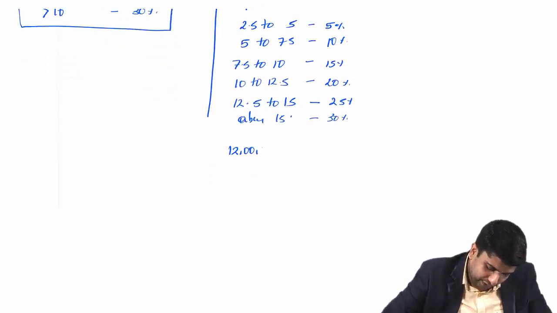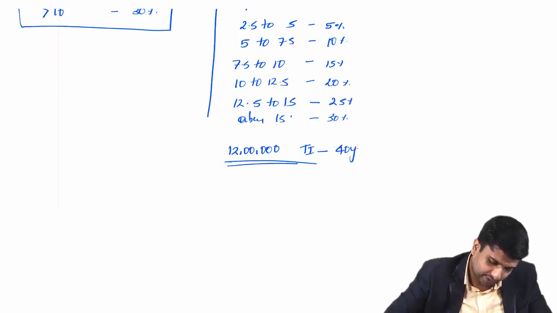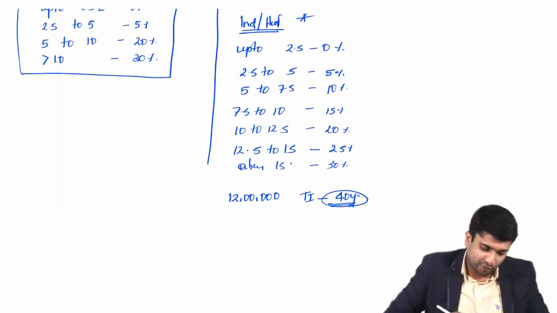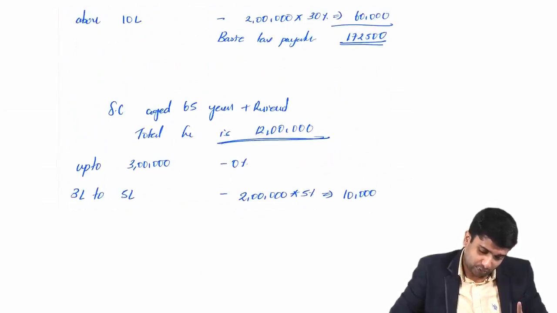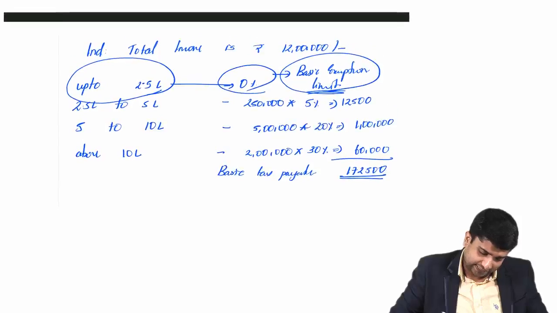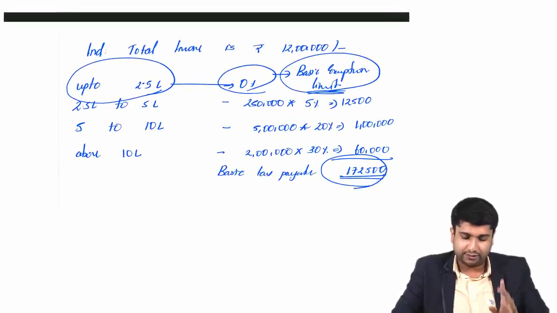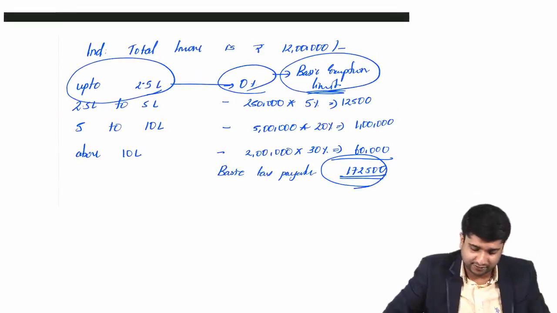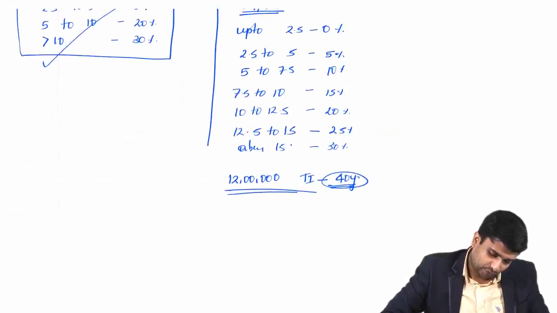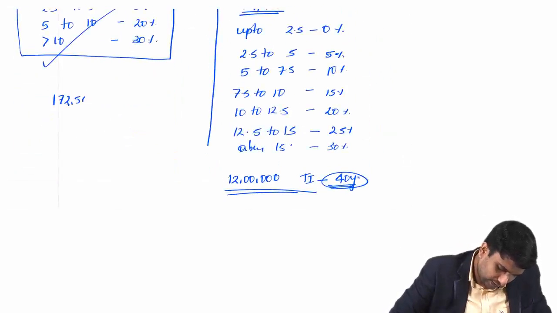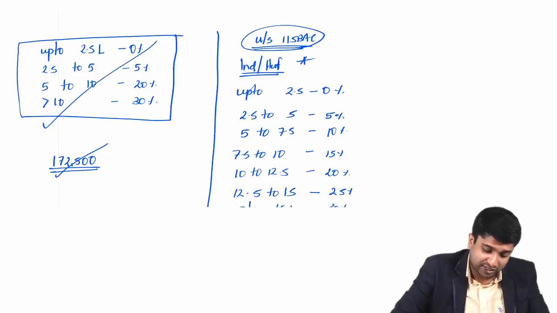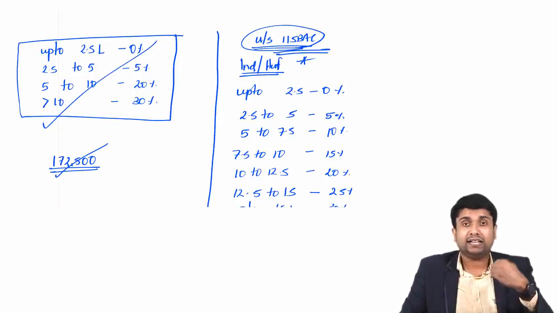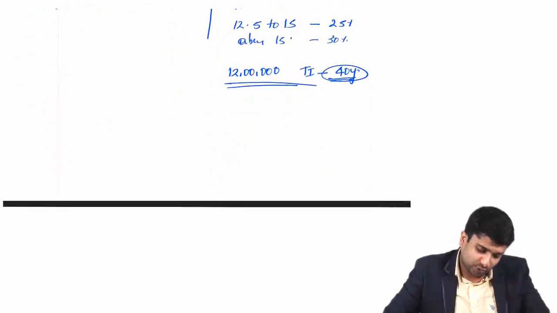If I have a total income of 12 lakh and my age is 40 years, then how to compute taxes? First you have to apply the normal slab rates. I think we have applied the normal slab rates and we have already found out the basic tax payable, right? So 172,500 is the basic tax payable according to our normal rate of taxes. And if I have satisfied the condition mentioned under 115BAC, then I can make use of the new slab rates. And what are the new slab rates?